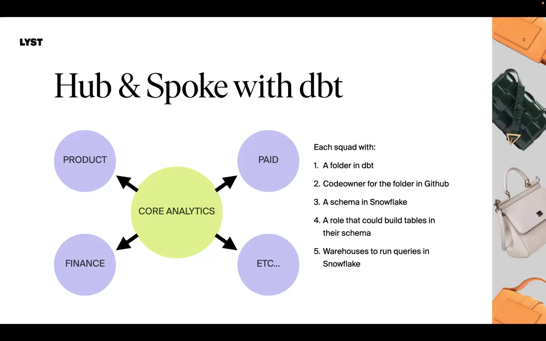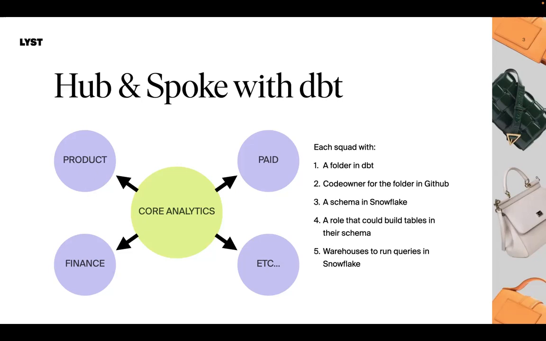Then each squad has their own schema in Snowflake, where the dbt models from their folder are built. And they've got their own Snowflake role, which has permissions to run any dbt models in their schema in production, but they can't run anywhere else. This means that they can develop and build in silo without a bottleneck from analytics.